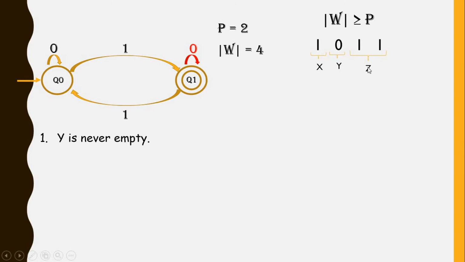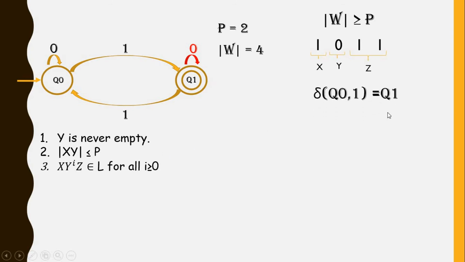We don't need Z, but we do need X to get to Q1, the accept state, right? It could be empty in a different example, but not in this one. Now, the length of xy is at most P, and I'm going to explain why later. Okay, the third condition, which I call the pumping condition, x y^i z is in L for all the values of i greater or equal to 0.